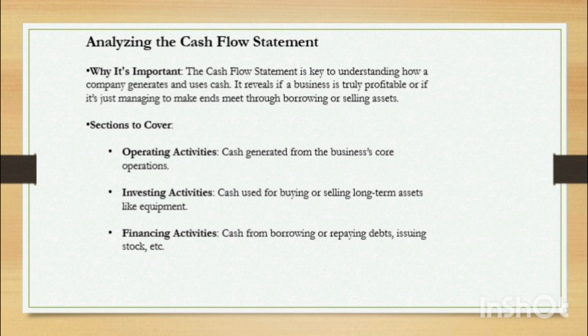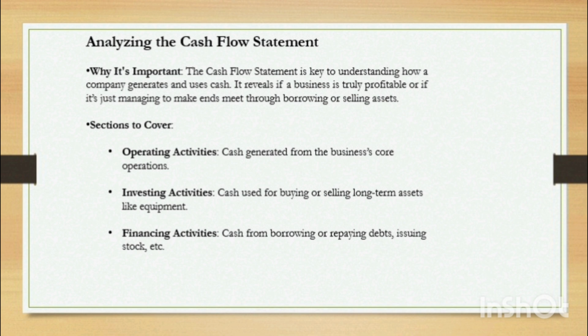Let's discuss about operating activity. It shows how much cash is generated or used in the core business operations like selling products or services. For example, if your bakery earned 1 lakh in sales and paid 60,000 in expenses, your operating activity will show 40,000 of cash inflow. Let's now move to investing activities which track cash used for buying or selling long-term assets.